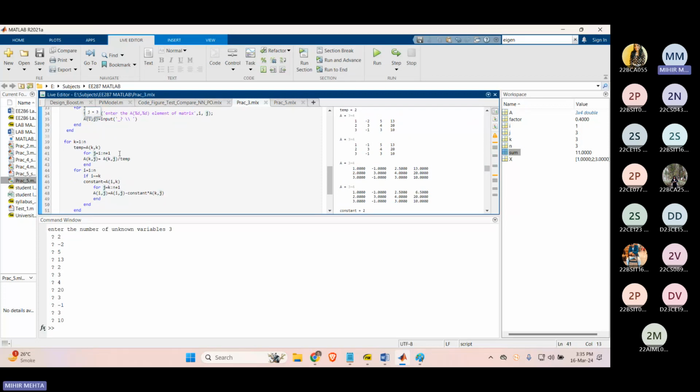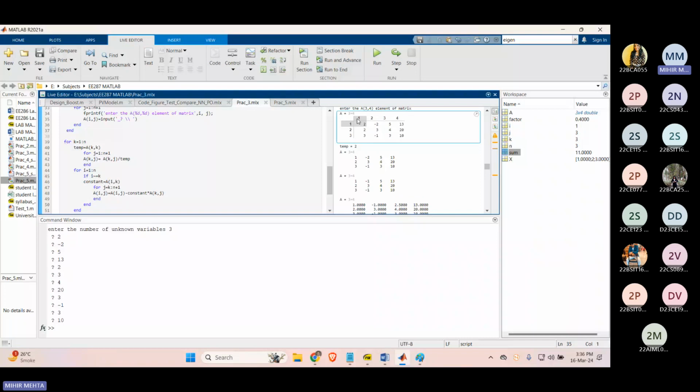Further moving, j equal to 1 to n plus 1, akj, that is a11, is equal to akj by temp. akj is the value with k equal to 1 and j equal to 1. So this value needs to be divided by temp, which is the same value, 2. This will give me this particular value as 1.